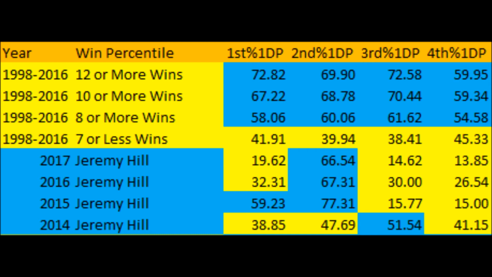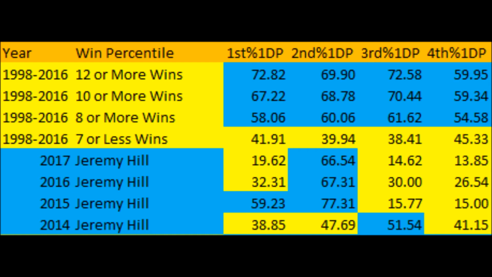The one thing I could say that's kind of interesting about Jeremy Hill is he does do well on second down. In 2017, 2016, and 2015, he has been really above average in terms of his ability to convert in second down situations. So again, if it's second down and he catches the ball out of the backfield, he's able to convert those at a pretty decent rate.